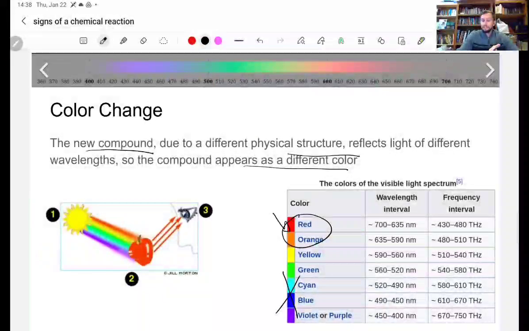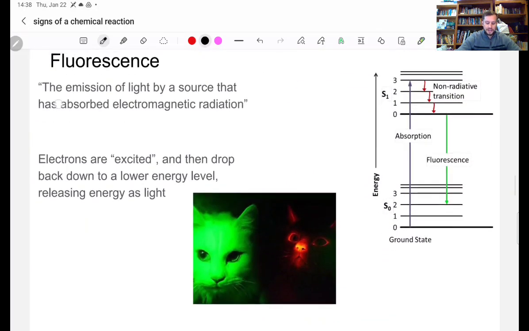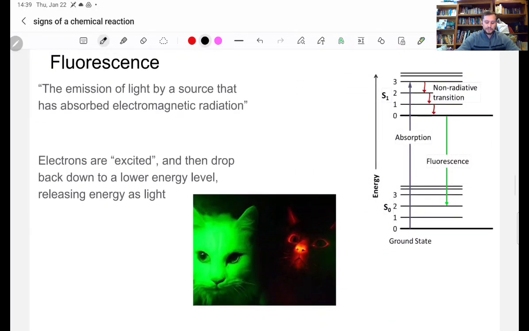If there's different wavelengths of light being absorbed and reflected, that means that it's likely a different compound. And if it's likely a different compound, then likely a chemical reaction happened to make there be different compounds than there were before. The next example is fluorescence, the emission of light by a source that has absorbed electromagnetic radiation.